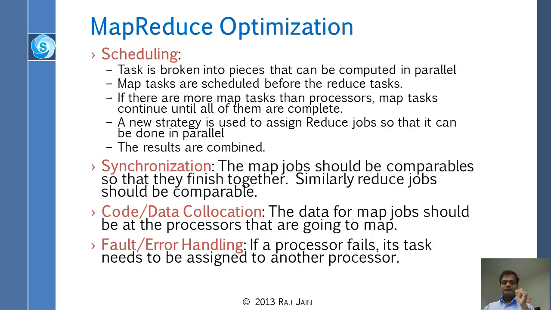Map jobs and where the data is. So one thing is that in the Google file system, or in this case HDFS, as we will call it in a minute, the Hadoop file system, the difference is that the data is not over there. The data is right here with the processors, on local disks.